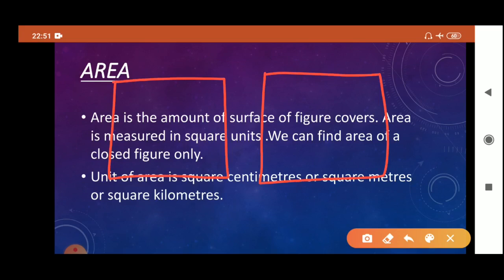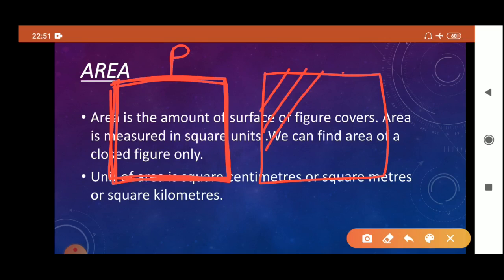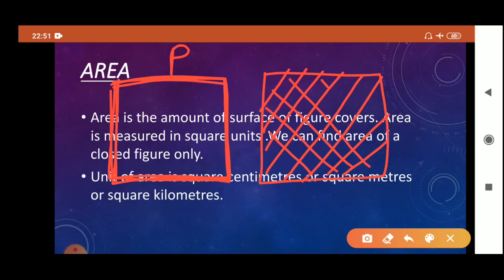Let us compare perimeter and area. As we know that perimeter is the outer line or boundary of a shape. So here this outer line is called the perimeter of a square. And in the second square I am drawing lines, meaning the inner surface of the square or inner part of the square. It is called the area of a square.